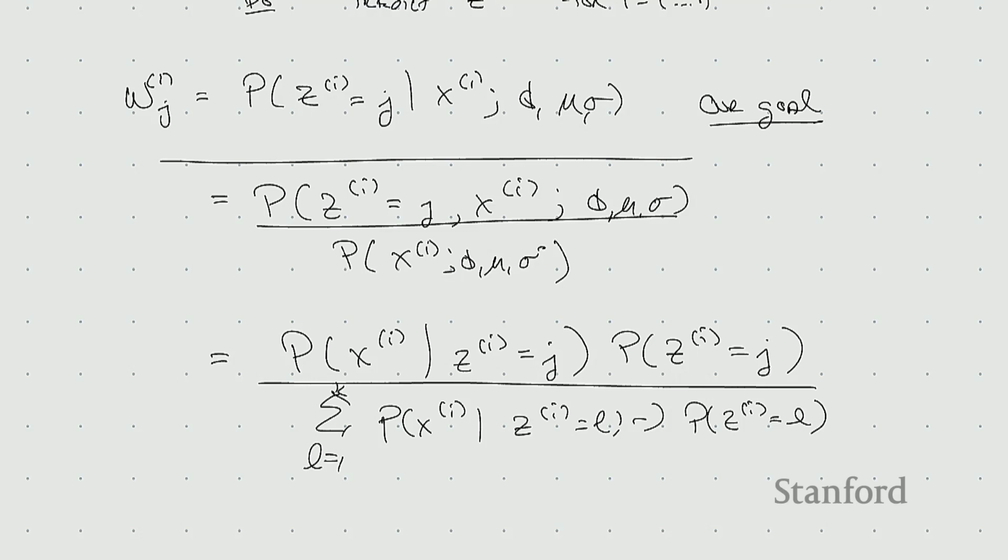So the point is, we know all of these functions. And everything here, by the way, is conditioned on the parameters. We know all that information, so that's everywhere.